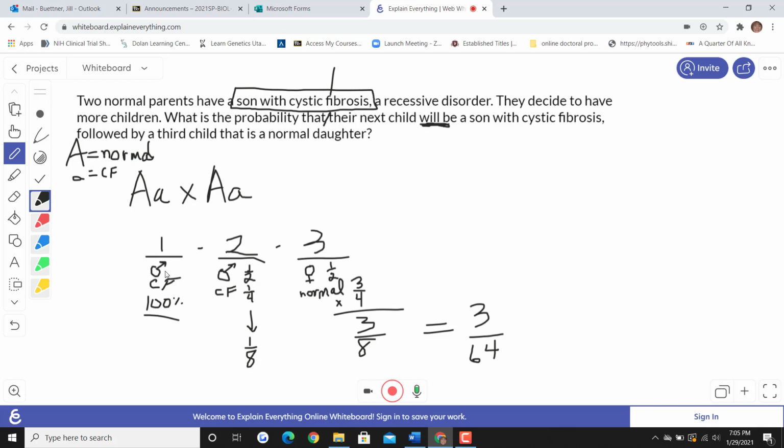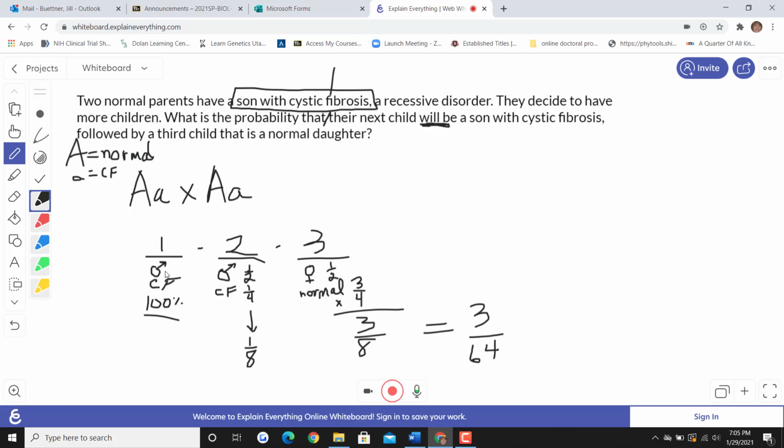Within each child, there were two aspects. There was the gender and then the cystic fibrosis status. And then when you get that all solved, you just multiply across. All right? This is actually more complex than the one I gave you, I think, in the homework. Okay. But a couple things that are important.